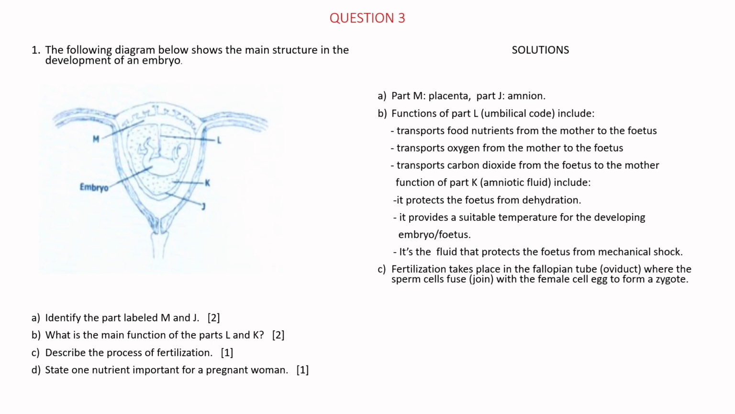Question D. State one nutrient important for a pregnant woman. All nutrients are important. Mention one. You can mention protein, vitamins, iron, carbohydrates, etc. Since they've said mention one, just mention any of those I have given. Then that's all about this question.